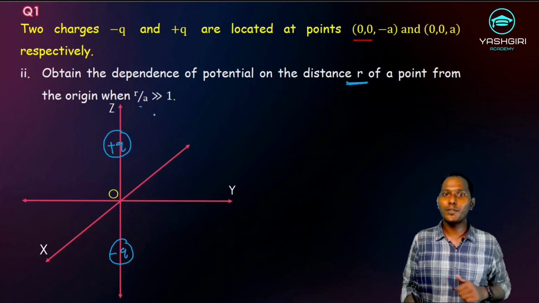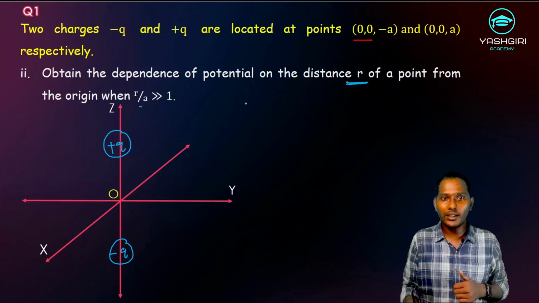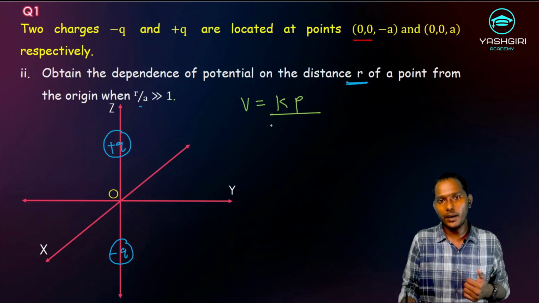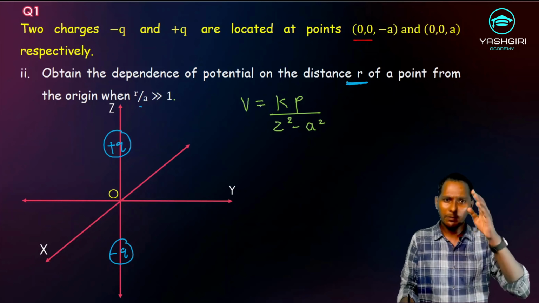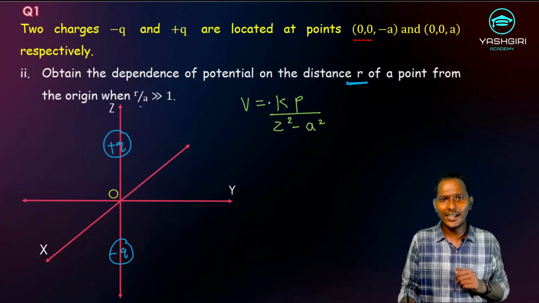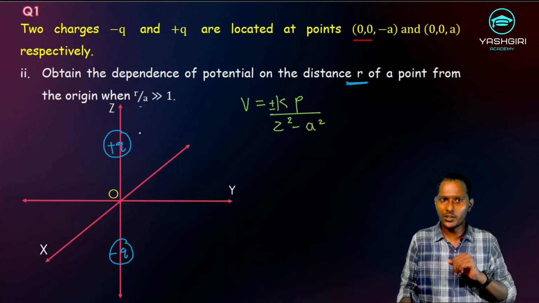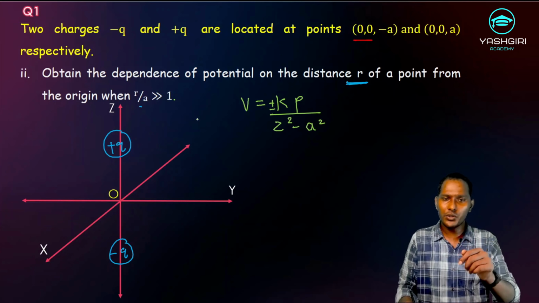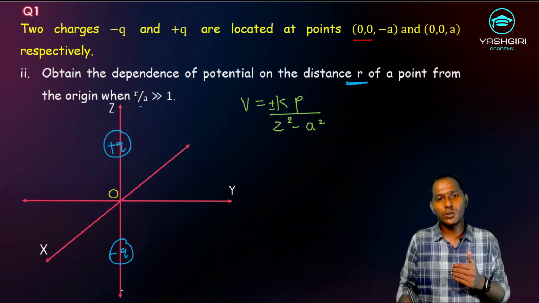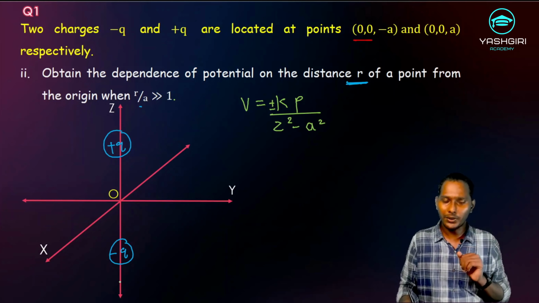So in the first part of this question, we had already got an equation. Which equation, students? This is the equation that we have already got. V is equal to Kp by z square minus a square, right? And let us say the point P is on the axial line. So students, in that case, the electric potential that we are getting can be plus or minus, both the values are possible, right? If the point P is closer to the positive charge, it will be positive. If the point P is closer to the negative charge, in that case we are getting negative potential, right?